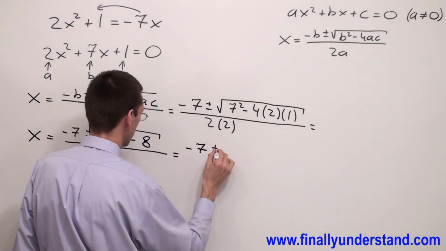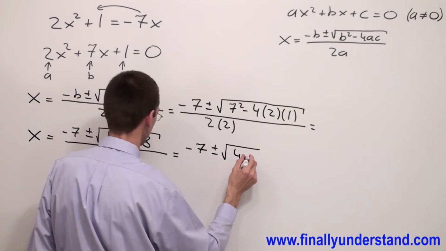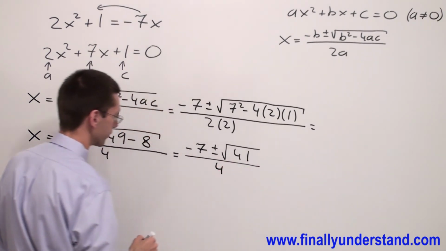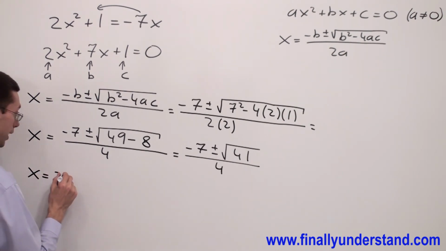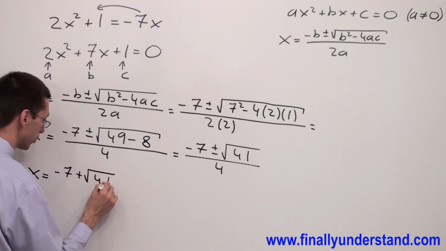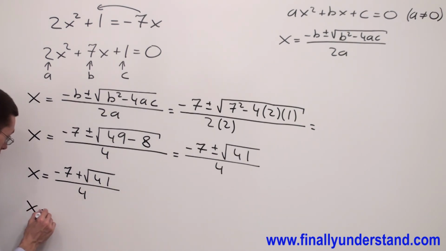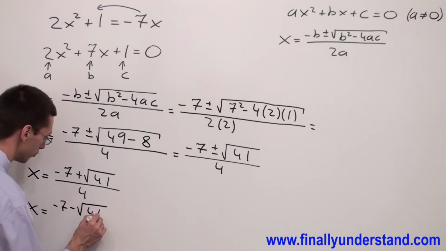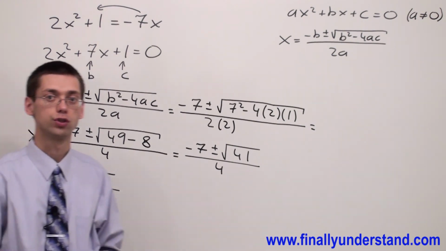x equals -7 plus or minus the square root of 41, over 4. So I can say that x is equal to -7 plus the square root of 41 over 4, or x is equal to -7 minus the square root of 41 over 4. And these are the solutions to my problem.